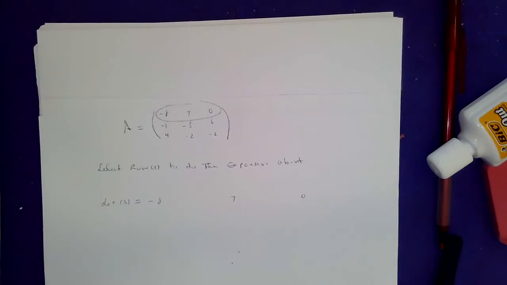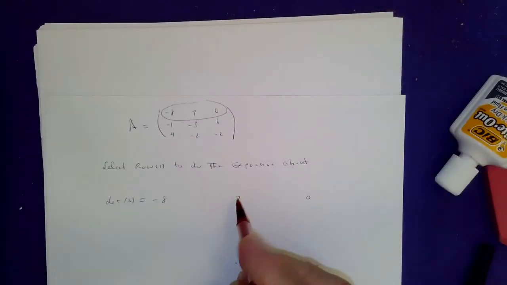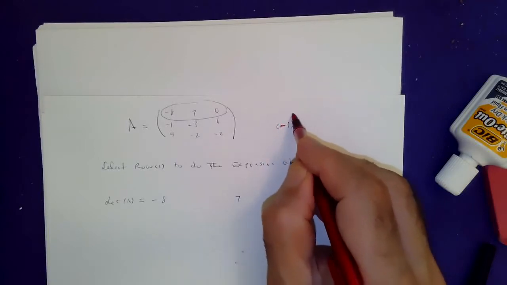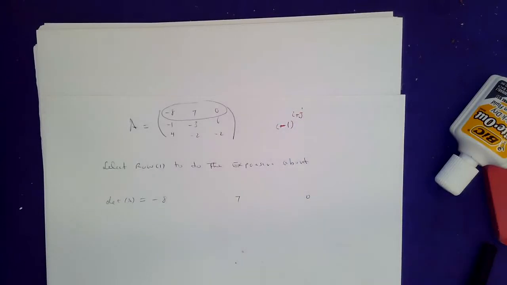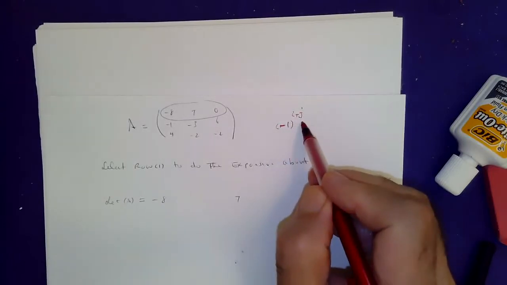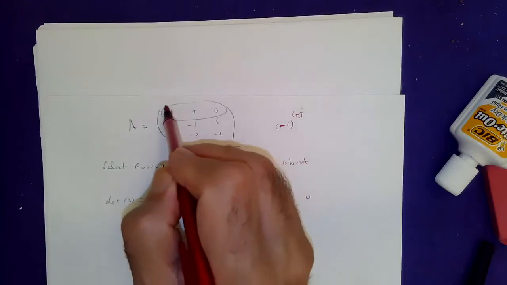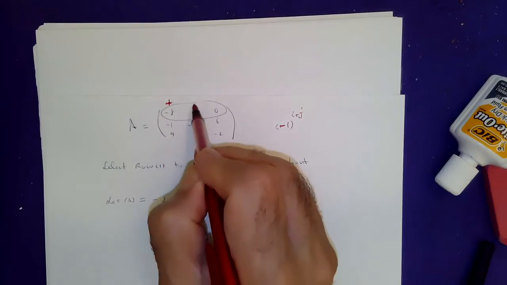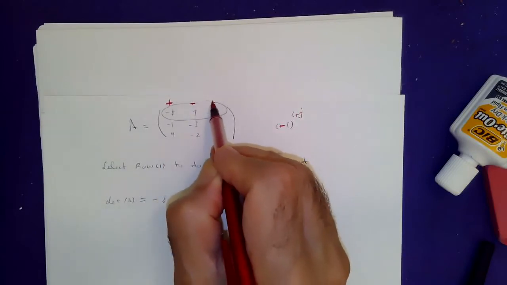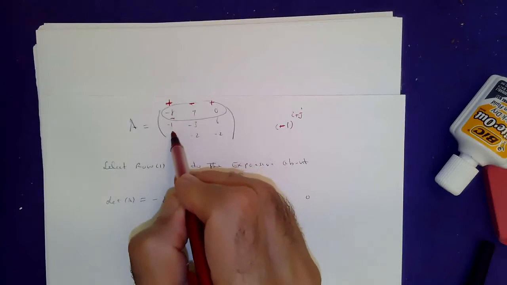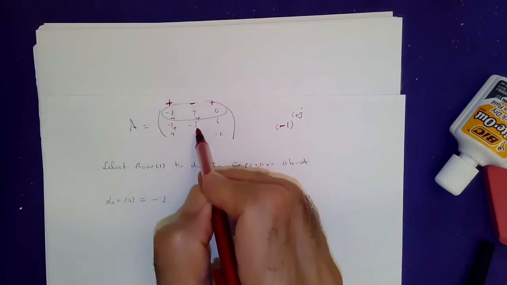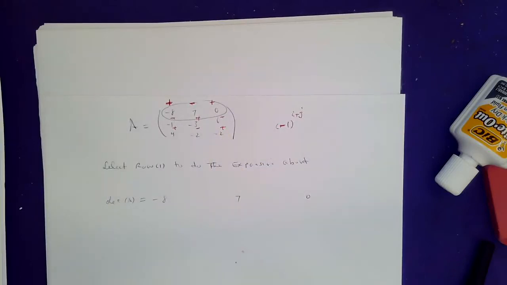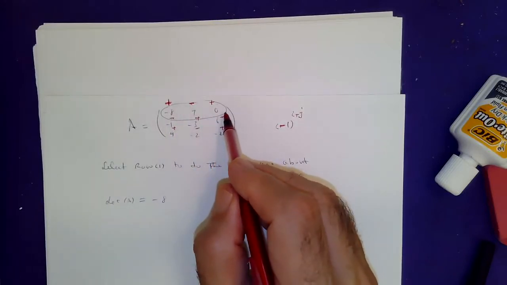Now, I'm going to multiply these by, remember, that factor of -1 to the power of i plus j. Instead of using this formula, remember this will work all the time: start with a plus sign and then alternate the signs. So this would be negative, positive, negative, positive, positive, negative, negative, positive. Those are called cofactor expansion signs.